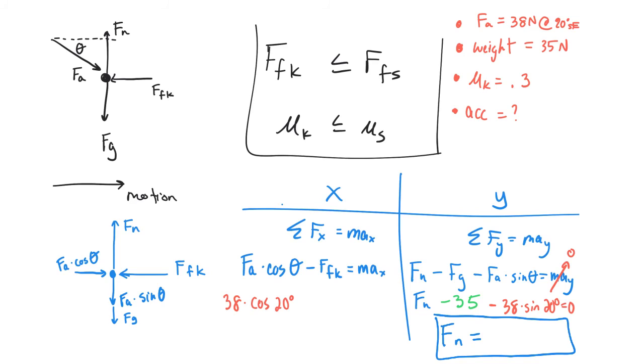Why would I bother finding Fn? Where does Fn come into play? What formula has Fn in it? One formula that has Fn in it. Mu times Fn. Yeah, the force of friction. The formula for the force of friction is always, remember, mu times Fn.